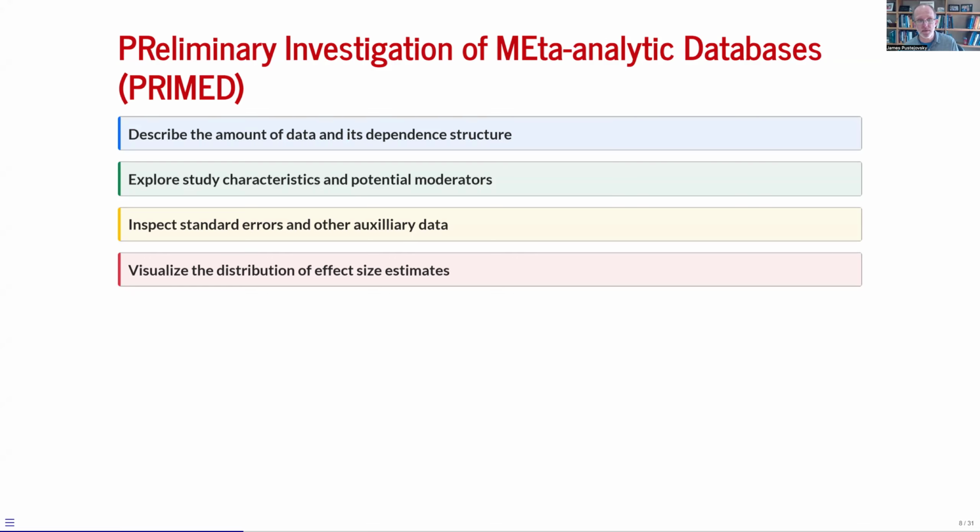First, describing the amount of data and its dependent structure: how much data do you have, and how is it structured? Second, looking at study characteristics and potential moderating variables. Third, looking at the standard errors of effect sizes and other auxiliary data that's going to be used in the formal model, but isn't the focal dependent variable. And fourth, looking at the effect size estimates themselves, the response variable, the dependent variable in the model.